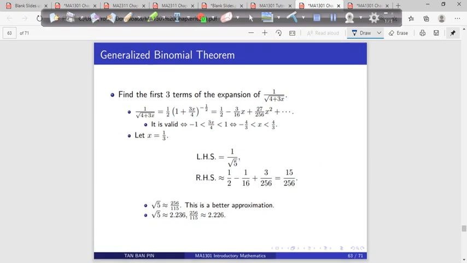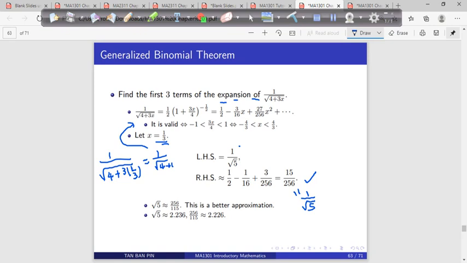Let's try other numbers. Instead of 1, we try to sub x as 1/3. If you sub x as 1/3 here, it becomes 1 over square root of 4 plus 3 bracket 1/3. So it gives you 1 over square root of 4 plus 1, so 1 over square root 5. And if you sub x as 1/3 onto the right hand side, this time it gives you 115 over 256. So that means this is about 1 over square root 5. And so square root 5 will be the other way around.